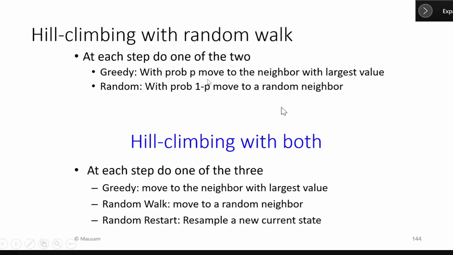Next, hill climbing with both. At each step, do one of the three. You can move with the greedy method, which means move to the neighbor with the largest value, or you can do the random walk, or move to a random neighbor, or random restart, resample a new current state. So you have to change your current state to some random value, and from there you have to restart. These are the three steps you have to do in hill climbing.